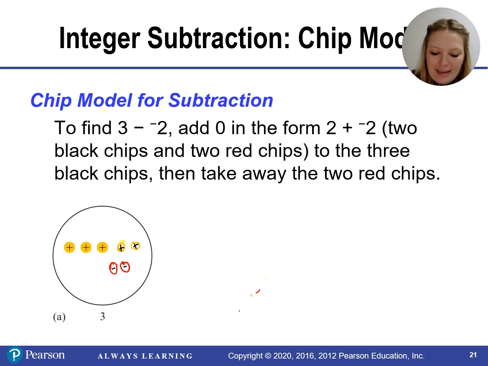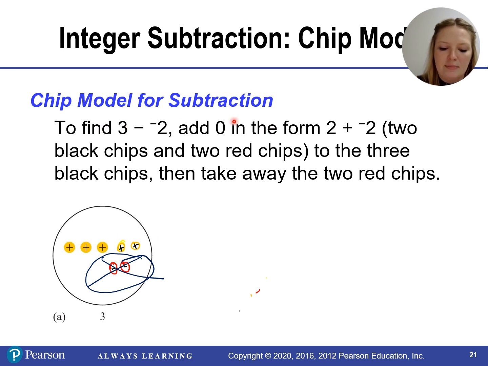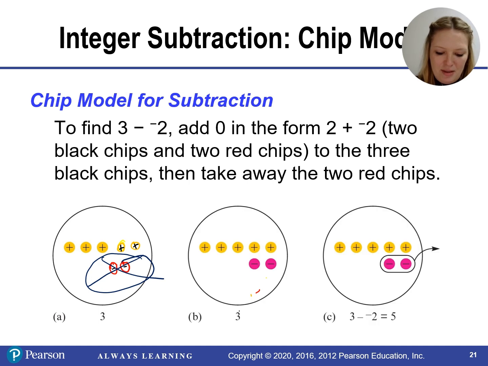Now I can take away 2 negatives. I can take my 2 negative chips and take them away, and that leaves me with 5 positive chips. So that's how I could find 3 minus negative 2 is positive 5. And then here's the animation for that.